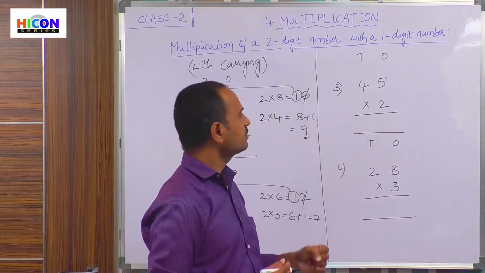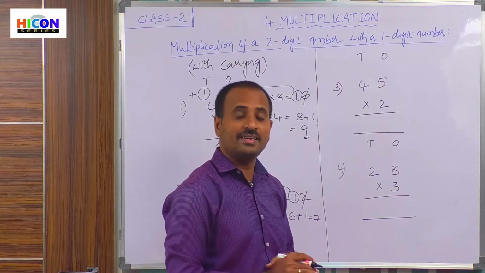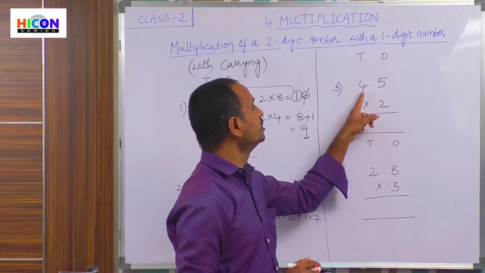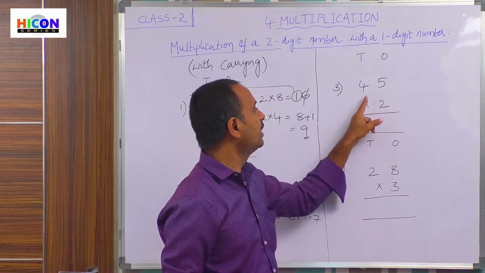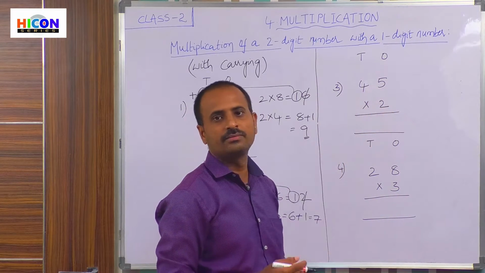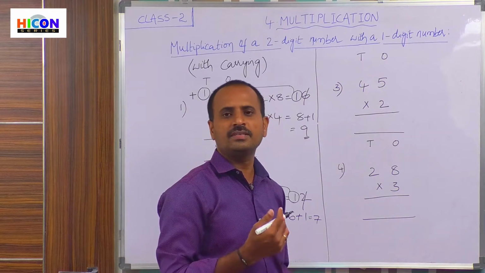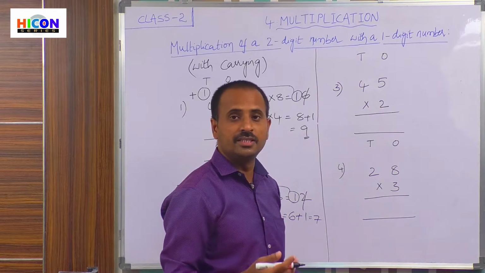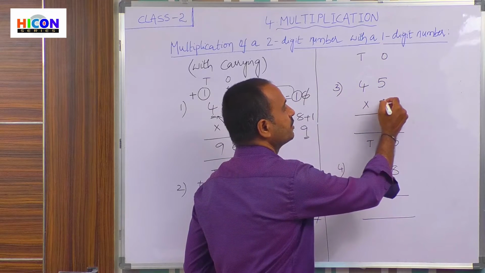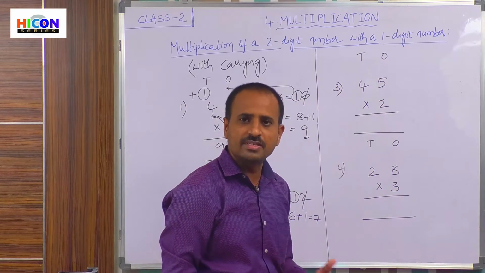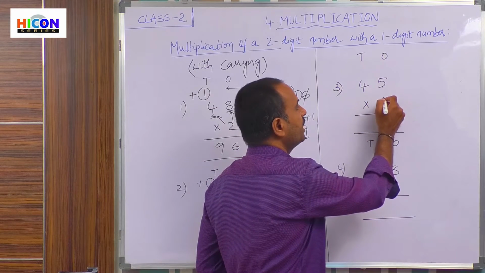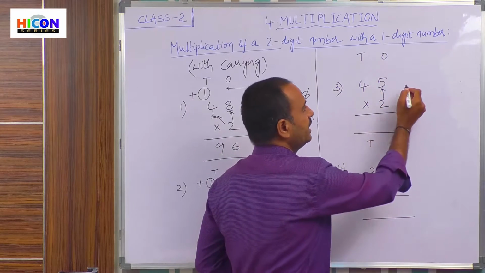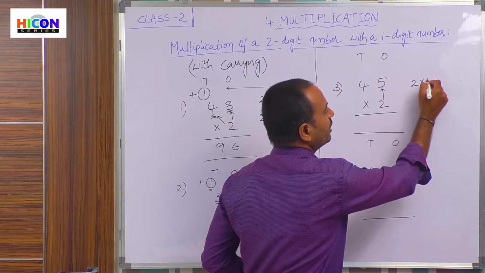So third problem. So what is here? What is the 2-digit number here? The 2-digit number is 45 and 1-digit number is 2. We have to multiply this 45 by 2. So again same process. So first multiply the digit present in the ones place with 2. What is the digit present in ones place? 5 is present in ones place. So multiply 5 with 2. That is 2 into 5.